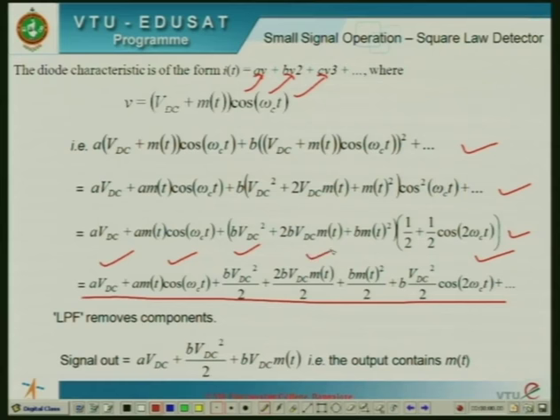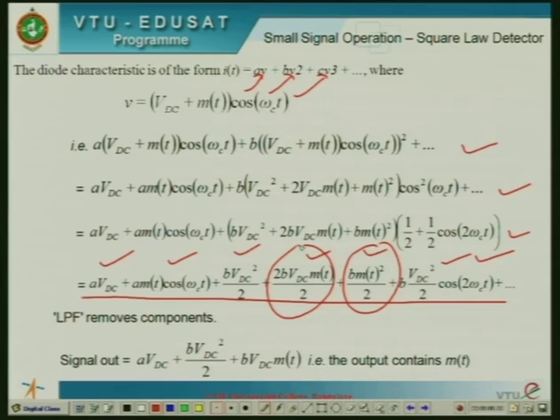The fourth component is VDC times m(t) by 2, the fifth component is m(t) whole squared by 2, and the sixth component is VDC² by 2 times cos(2ωct). Out of all these components, the most important ones for us, which contain the message, are m(t) whole squared by 2, one of the input data that is going to be required for us, plus the next component, 2b VDC times m(t) by 2.